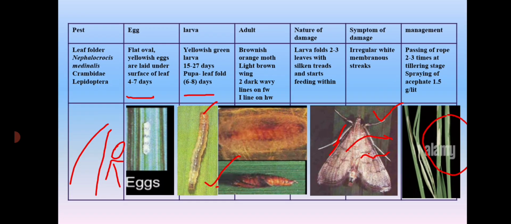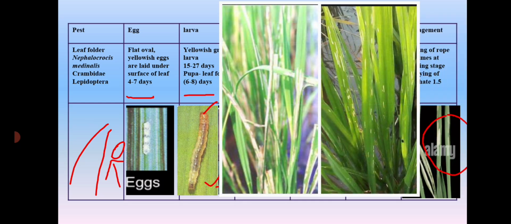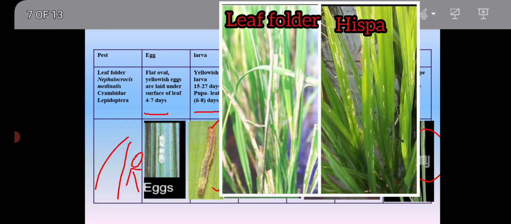And here you need to clearly remember the difference in the symptoms of rice hispa and the leaf folder. In case of hispa, clearly rectangular papery blotches are present on the leaf which are parallel to the midrib. In case of leaf folder, those whitish papery blotches are not rectangular, they are irregular, and they are not parallel to the midrib. So these are irregular in case of leaf folder.